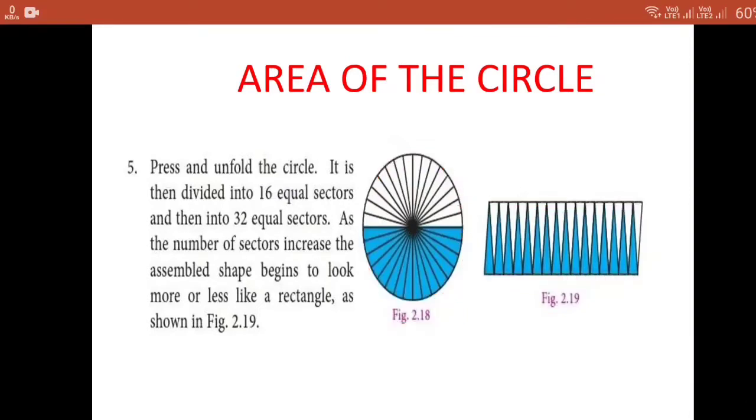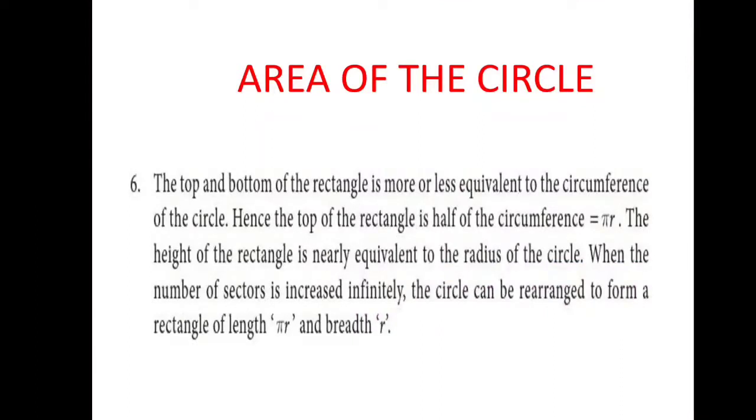Now see the explanation. The top and bottom of the rectangle is more or less equivalent to the circumference of the circle. Now I explained you, right? So the bottom part is one side and the upper part is one side. So one side of the rectangle is half of the circumference. So they have written pi r. 2 pi r is the formula for finding out circumference of the circle. In that, 1 pi r is one side, the bottom side of the rectangle, and the upper side is 1 pi r. The height of the rectangle is nearly equivalent to the radius of the circle.